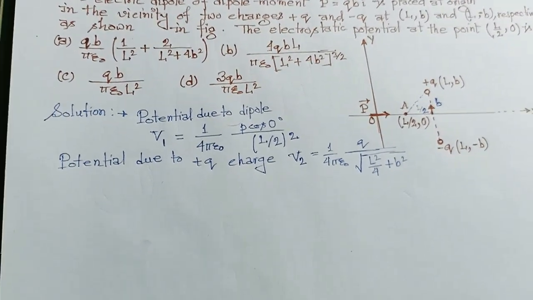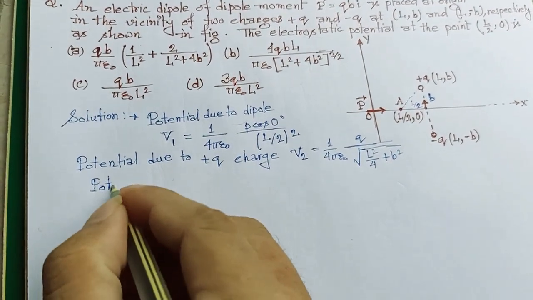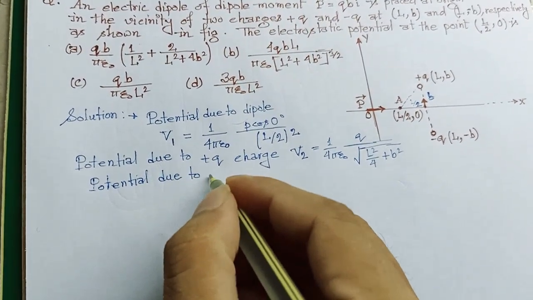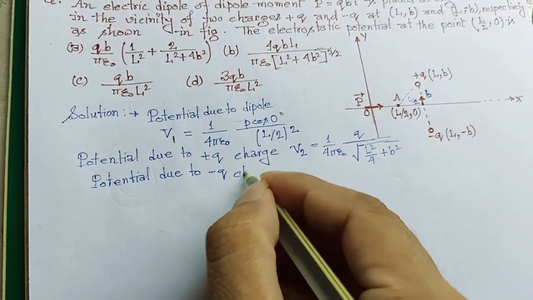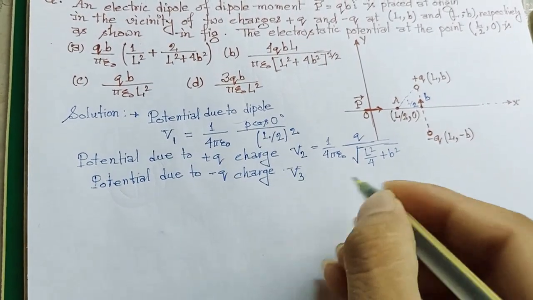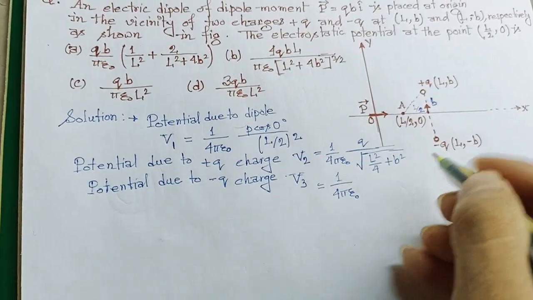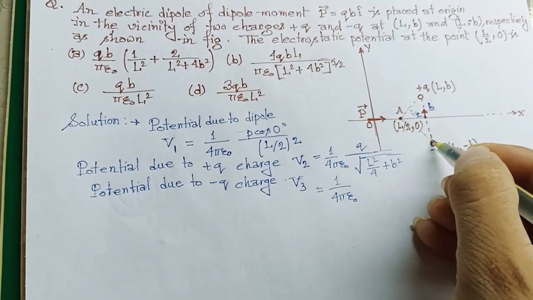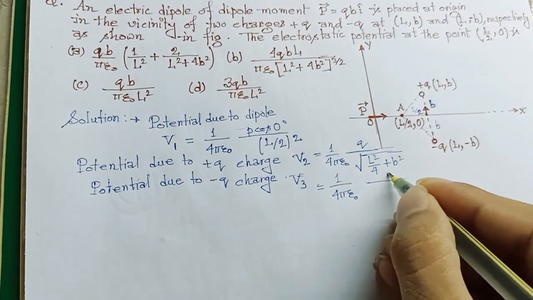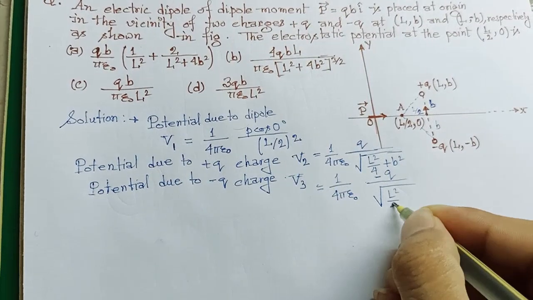Now let's check the potential due to the minus q charge. The potential due to the minus q charge is V3, which is equal to 1 divided by 4 pi epsilon naught into this distance. As we are seeing, this distance is equal to b and this distance is equal to L by 2, so we can write that it will be minus q divided by under root of L square divided by 4 plus b square.